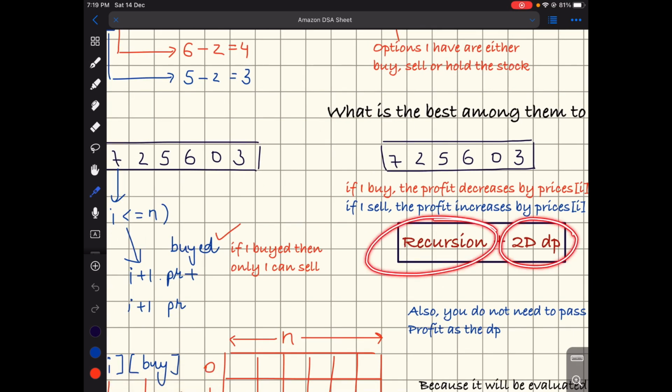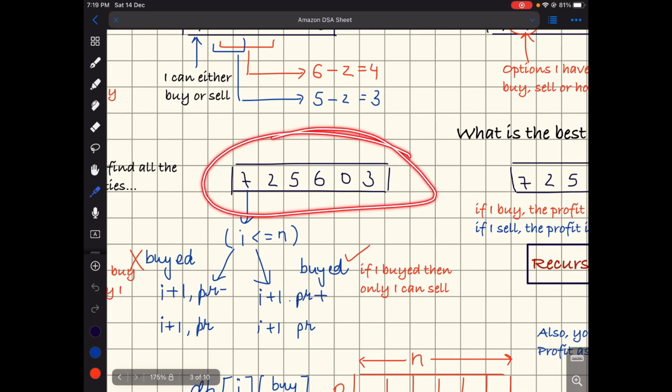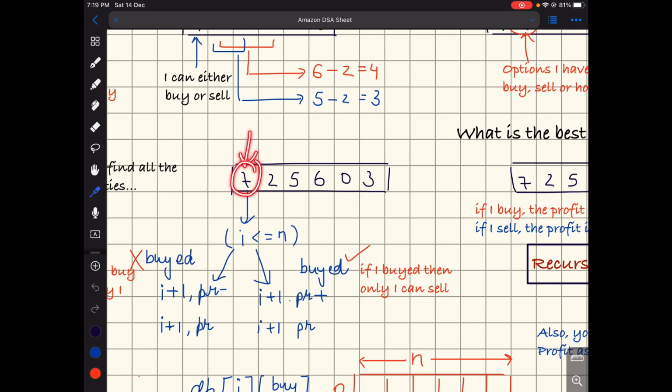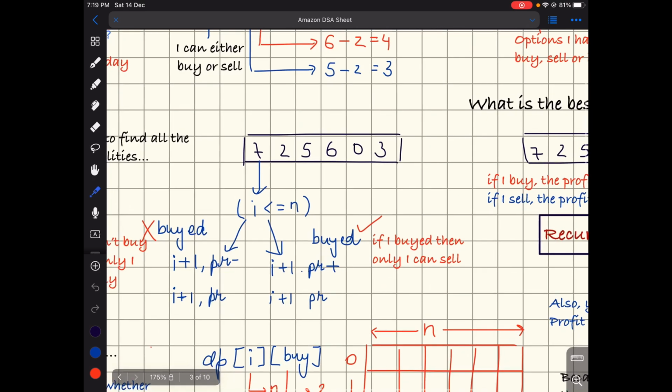Now why we'll be using 2D DP, I'll tell you later, but first let's see what to do in terms of recursion. Looking at this, given a day, we can either buy, hold or sell. Also, one thing you want to note down is that we can buy and then only sell. We cannot sell a stock we don't have, right? Also, you can hold only one stock at a time. So if you have bought, then you have to sell it before you can buy again. I'm repeating, if you are buying, you have to sell it before buying again.